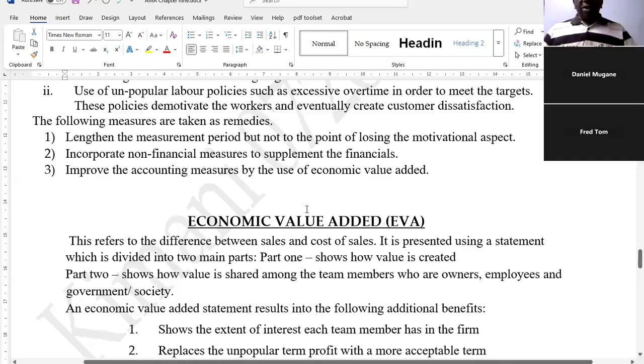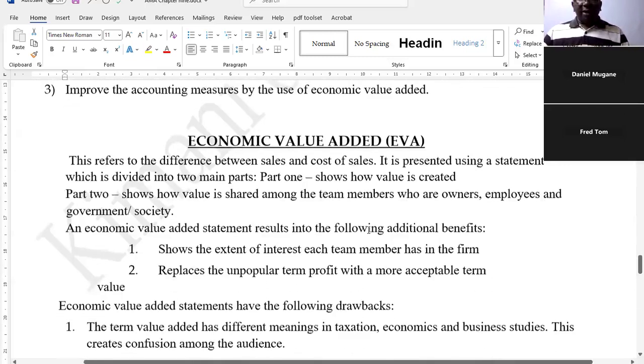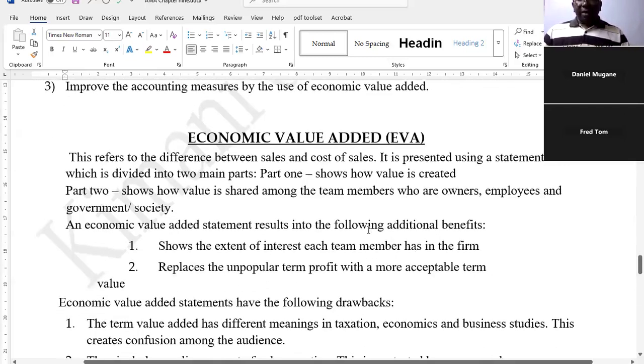Okay, so the economic value added statement is an improved way of residual income that is able to include a few items more. But before we look at that, there is what we call the 2 parts.